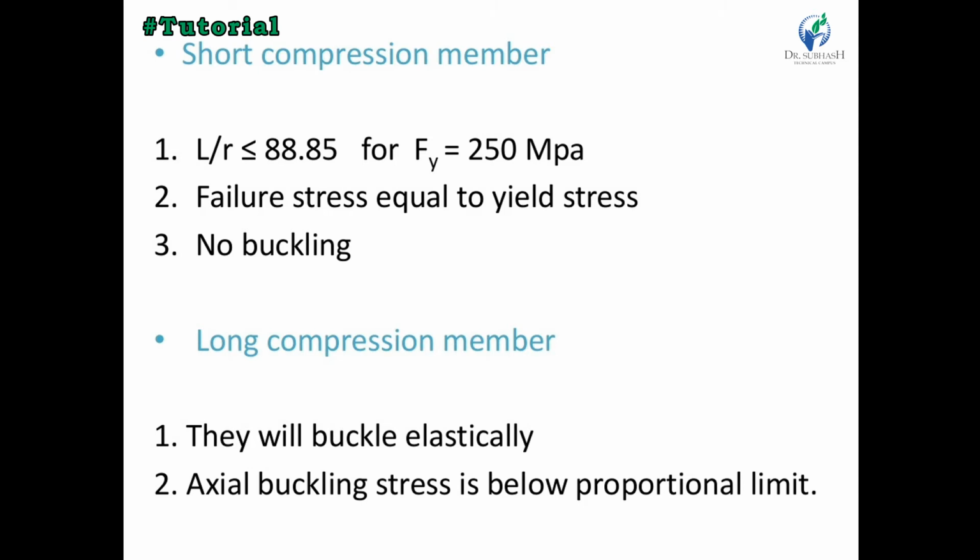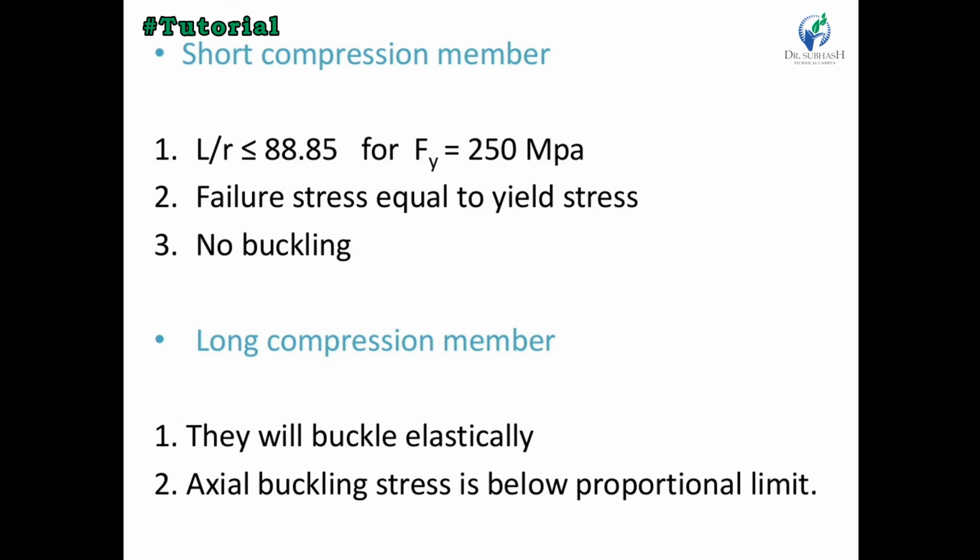Now what should be the difference between a short compression member and a long compression member? For a short compression member, L by r, that is length upon radius of gyration, should be less than or equal to 88.85 for Fy equal to 250. Then it is called a short compression member. The failure stress is equal to the yield stress, so no buckling will occur in that case, but it has no practical application. So in the real field, we do not use short compression members.